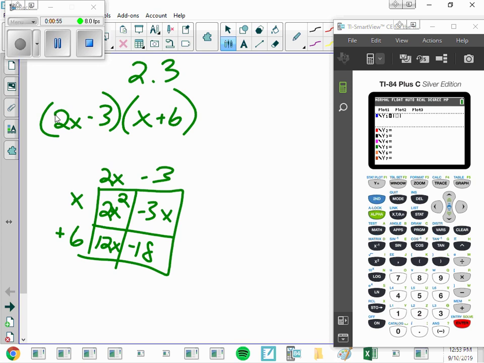And almost all the time, the like terms are on the diagonals. So the middle diagonal has the x terms. So that would simplify to be 2x squared plus 9x minus 18. Everybody get that? Okay. Now, sometimes the stuff inside those two polynomials is exactly the same.